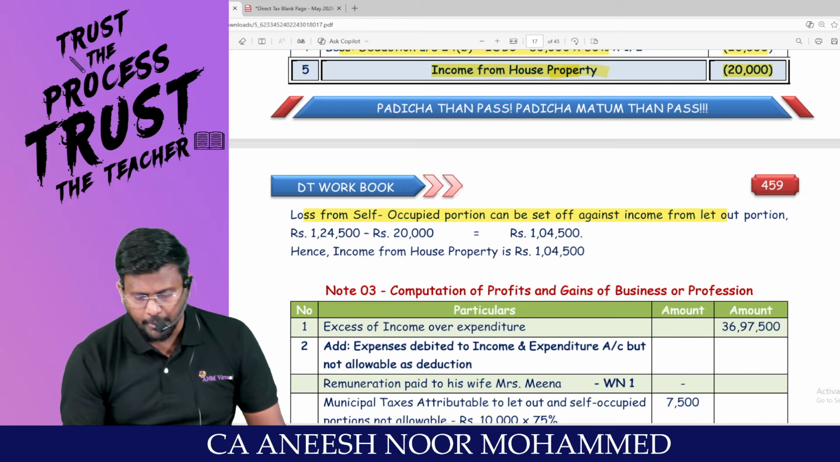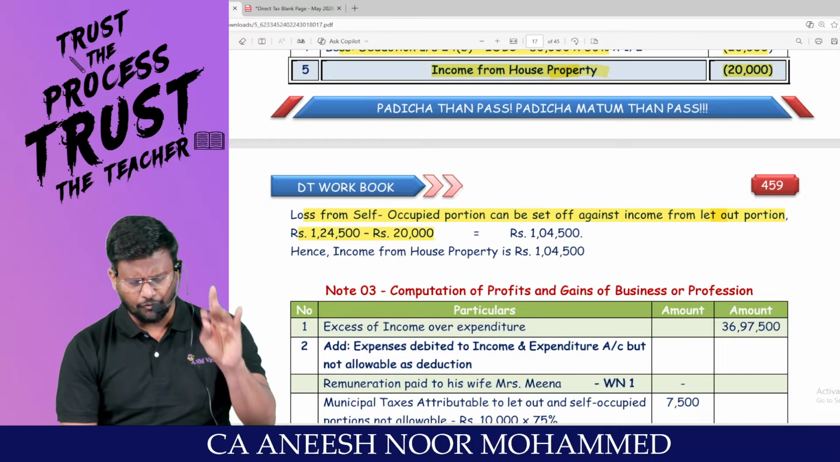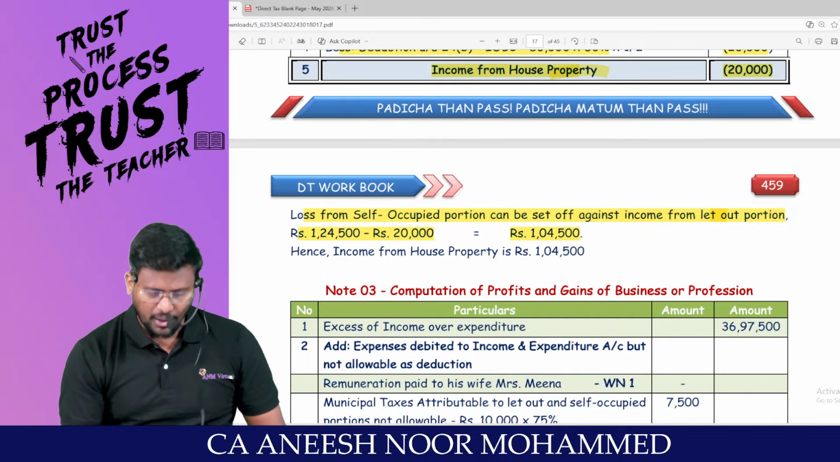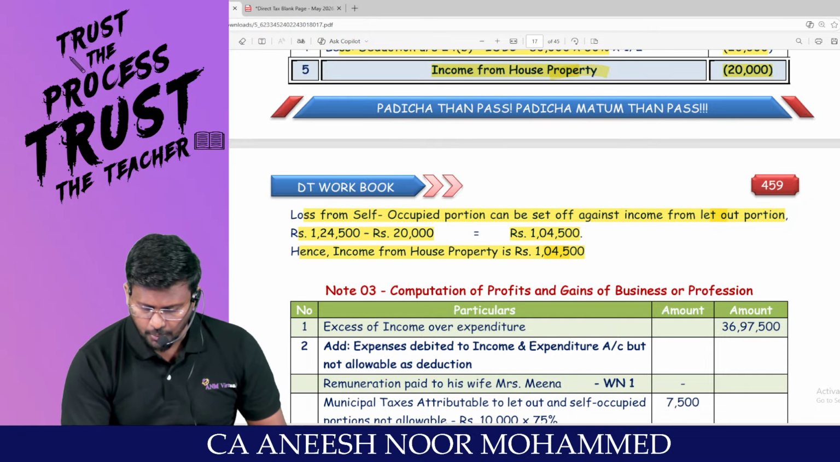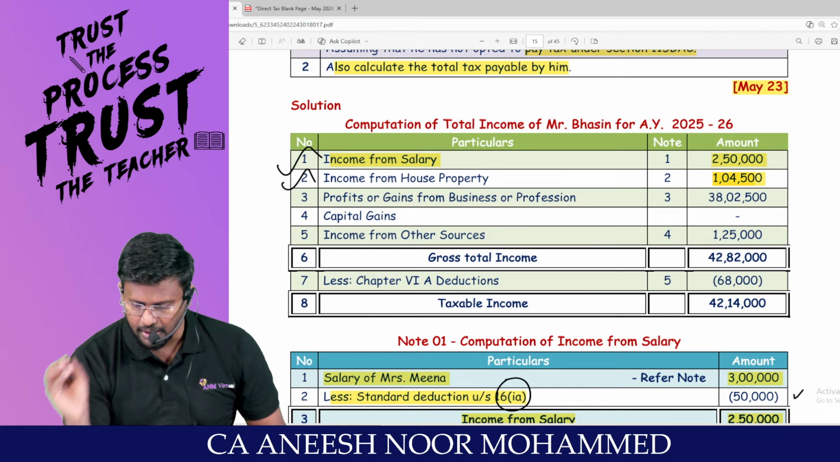Loss from self-occupied portion can be set off against income from let out portion. 1,24,500 minus 20,000 comes to 1,04,500. So the income from house property is 1,04,500. We have attached the income from house property 1,04,500.